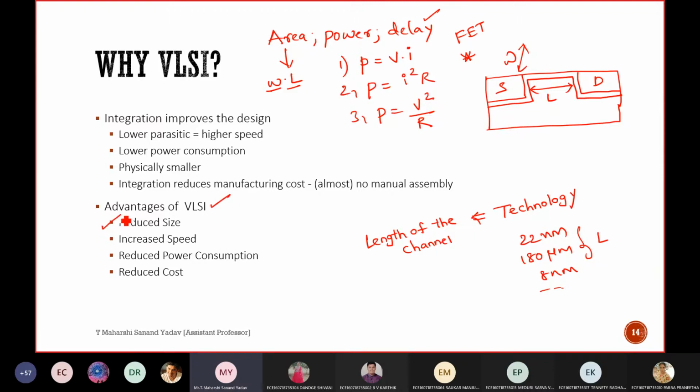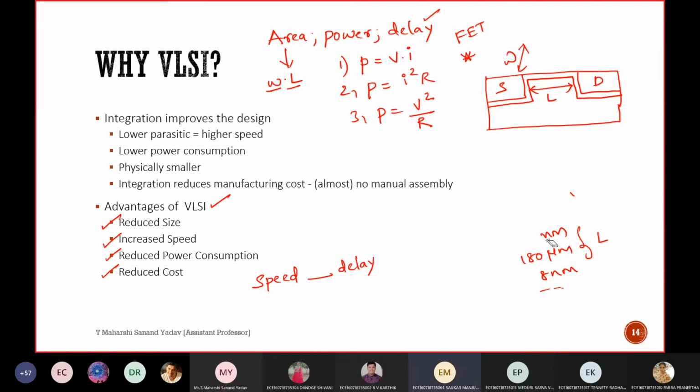Advantages of VLSI means reduced size, increased speed, reduced power consumption, and reduced cost. So can anyone tell me what is the relationship between speed and delay? Speed and delay, how they are related? As speed increases, delay decreases. Correct. So directly proportional or inversely proportional? Inversely proportional. Okay, so as speed increases, delay decreases. If delay increases, speed decreases. Remember this point.